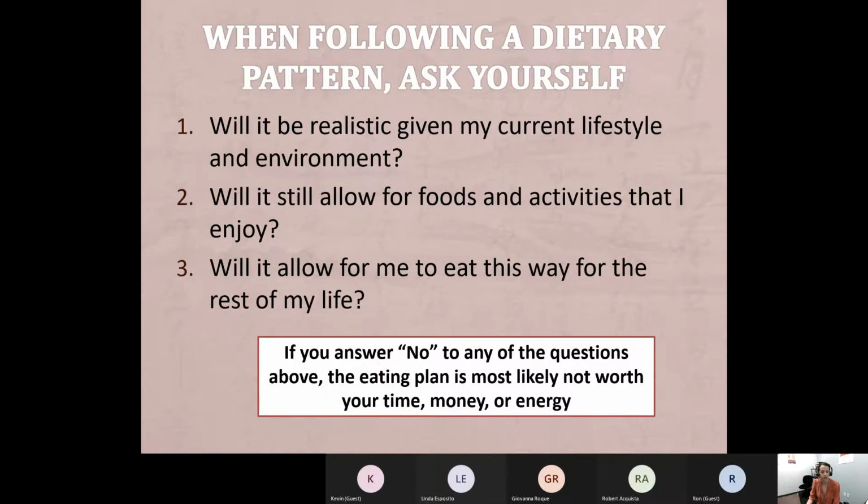So when you're following a dietary pattern, I always want you to ask yourself 3 questions. Will it be realistic given my current lifestyle and environment? Will it still allow for foods and activities that I enjoy? Will it allow for me to eat this way for the rest of my life? If you answer no to any of the questions above, the eating plan is most likely not worth your time, your money, or your energy.